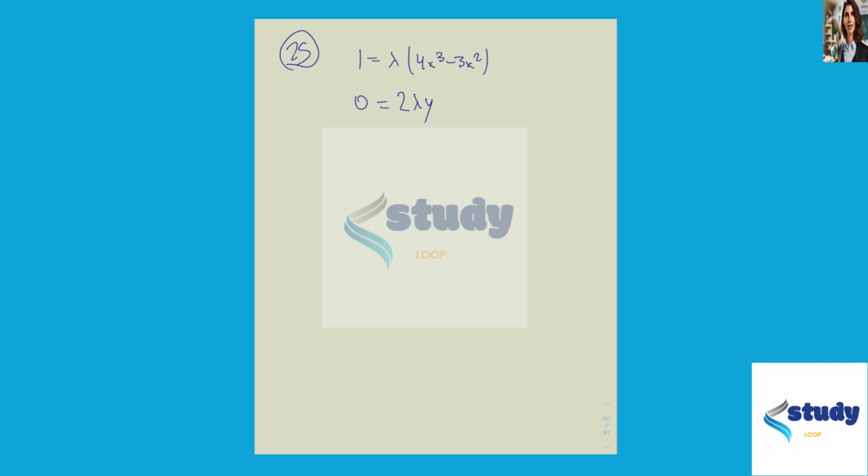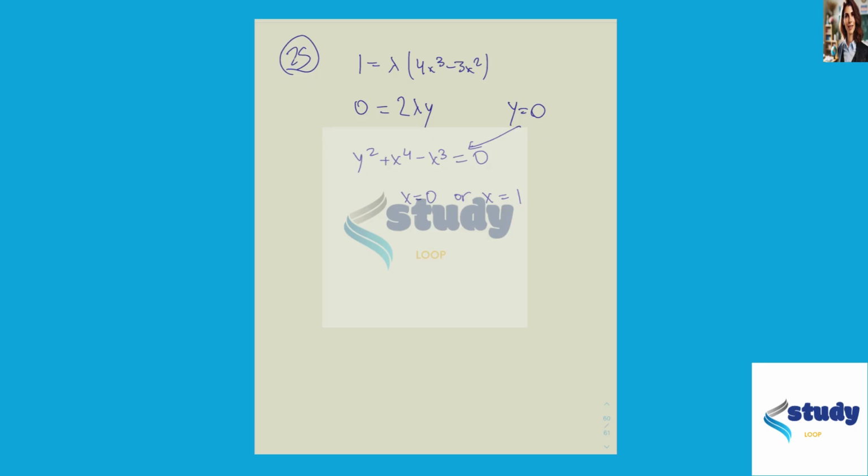We know that when g of xy is set equal to 0, that's the same thing as y squared plus x to the fourth minus x cubed equals 0. So we see that lambda cannot equal 0, because if lambda equals 0, then this would be 1 equals 0, which isn't true. So based on that, that tells us that y is equal to 0. And if we plug that into here, we end up getting that x is equal to 0, or x is equal to 1.